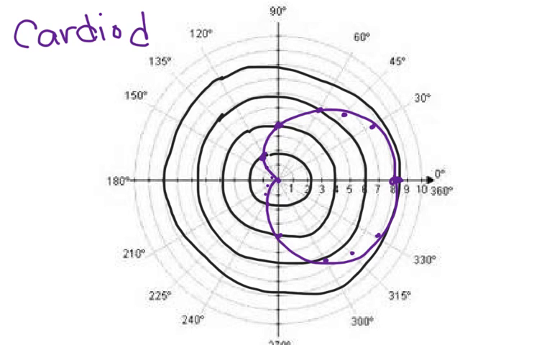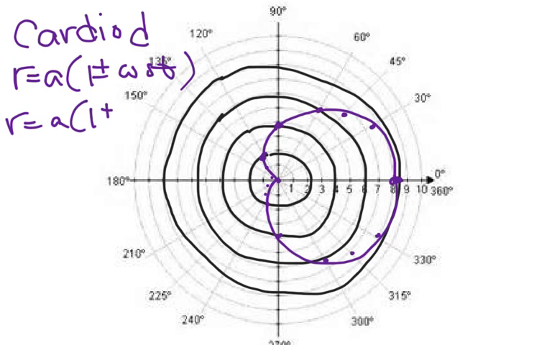Cardioid. Any equation for polar coordinates of the form r equals a times 1 plus or minus cosine theta, or r equals a times 1 plus or minus sine theta, will have this shape. Now, whether it has a dimple on the left, a dimple on the right, a dimple above, or a dimple below depends on whether it starts with a negative, or if it's sine or cosine.